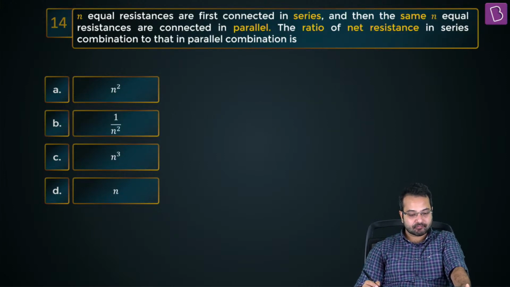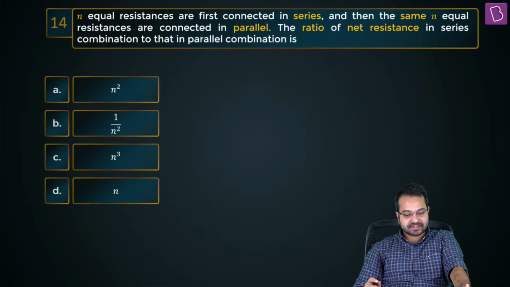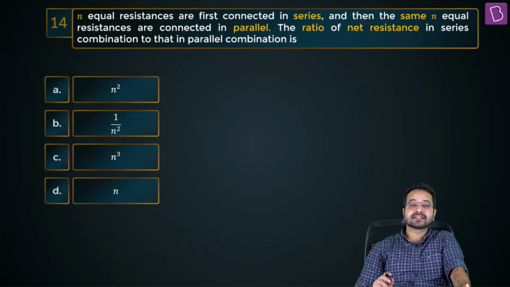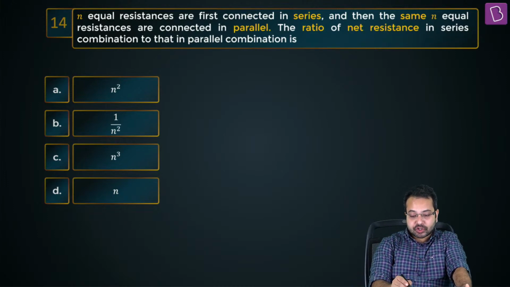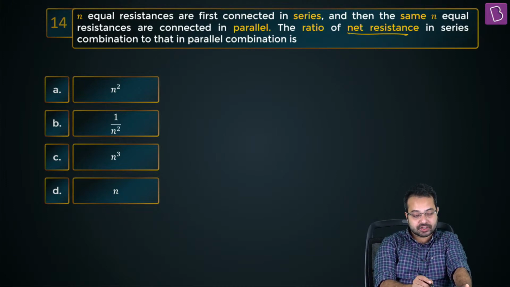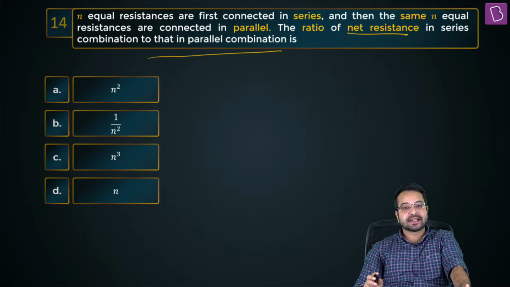What next? Now n equal resistances are first connected in series, and the same n equal resistances are connected in parallel. The ratio of net resistance in series combination to that of parallel combination is.